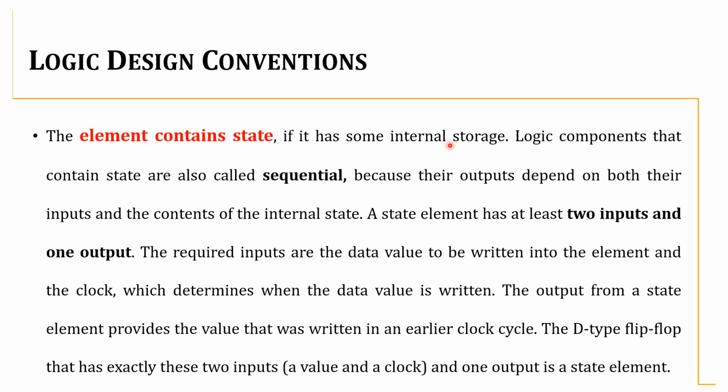A state element has at least two inputs and one output. The required inputs are the data value to be written into the element and the clock, which determines when the data value is written. The output from a state element provides the value that was written in an earlier clock cycle. The D-type flip-flop, which has exactly these two inputs and one output, is an example of a state element.